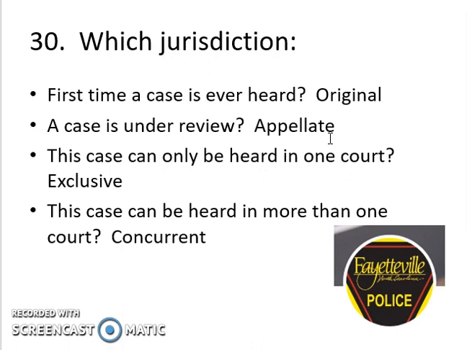When a case can be heard in multiple courts, we call it concurrent. Concurrent jurisdiction is not that common. It's normally like a terrorist case. So I gave you the example of the Oklahoma City bomber. He was tried, convicted, and given the death sentence, but he could have also been tried at a federal level. So he was tried at a state level, but he could have been tried at a federal court.